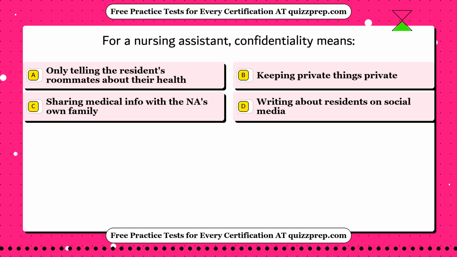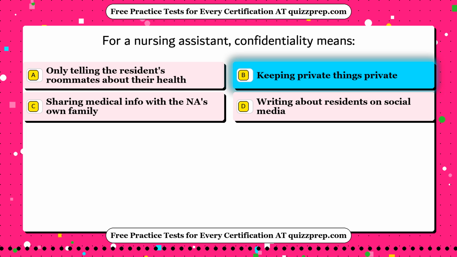For a nursing assistant, confidentiality means: Option A, only telling the residents' roommates about their health. Option B, keeping private things private. Option C, sharing medical info with the NA's own family. Option D, writing about residents on social media.